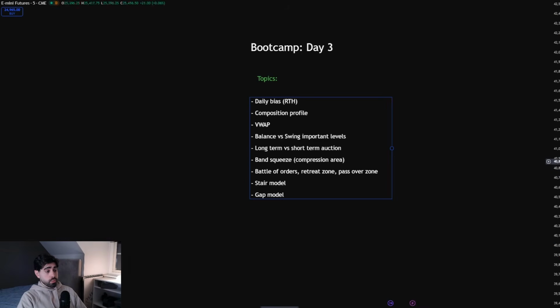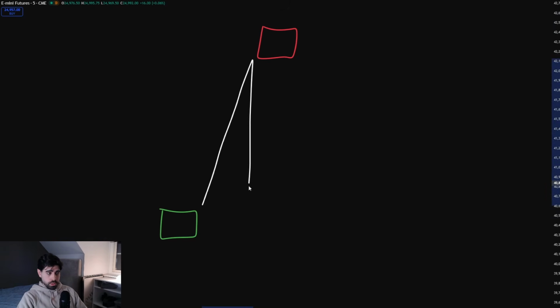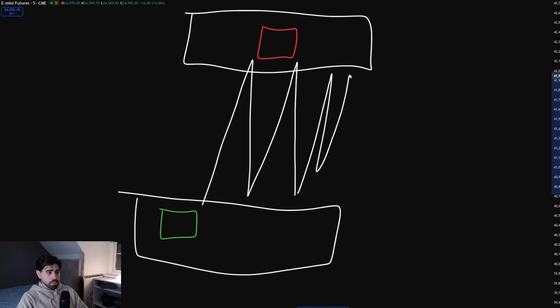All right, now we have band squeeze in the compression area. So if you can recall something from my previous video, which is about battle of orders. In the market, we have a battle of orders. So either buyers are pushing or sellers are pushing. And what always happens is that they have a battle between zones. So say that the buyers are defending this zone and sellers are defending this zone. Price will just chop between these zones and they are fighting it out.